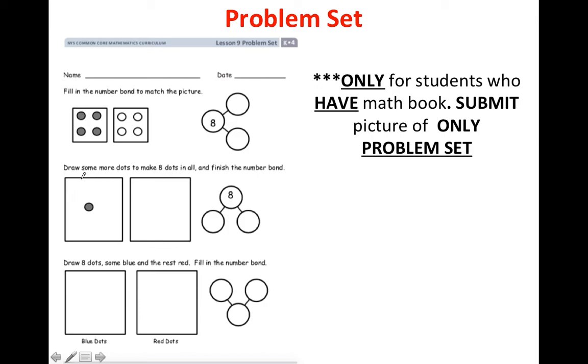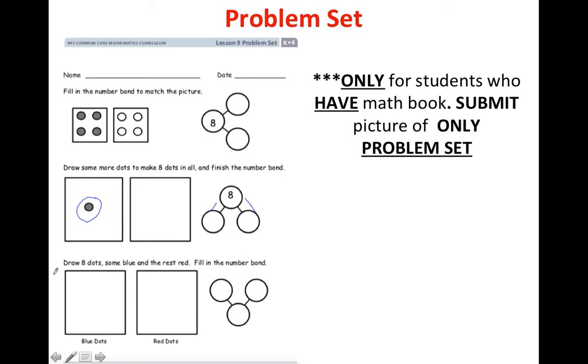Okay, so the next one, it says draw some more dots to make 8 dots in all and finish the number bond. In this one, they already gave you the whole, and they give you one part right here. So you know where that one has to go. This box is blank. You have to figure out 1 and what other number come together to make 8. For the last one, the instruction says draw 8 dots. Some are blue, the rest are red, and fill in the number bond.